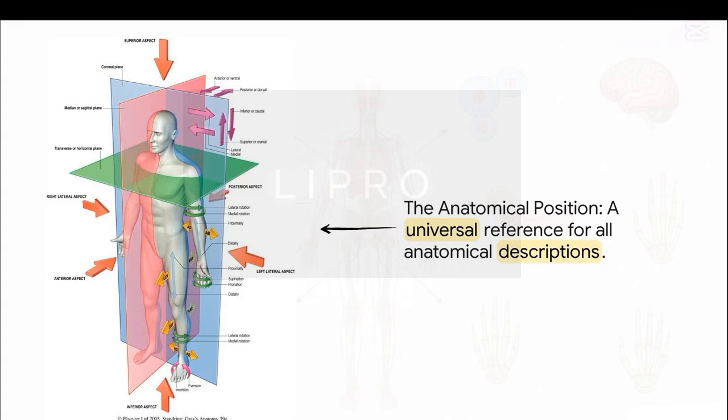So take a good look at this image. Every little detail here is on purpose. The person is standing up straight, looking right ahead. Their feet are flat on the floor, parallel to each other. But here's the detail that always trips people up. Look at the arms. They're hanging at the sides, but the palms are facing forward. Every single one of these details is absolutely crucial.